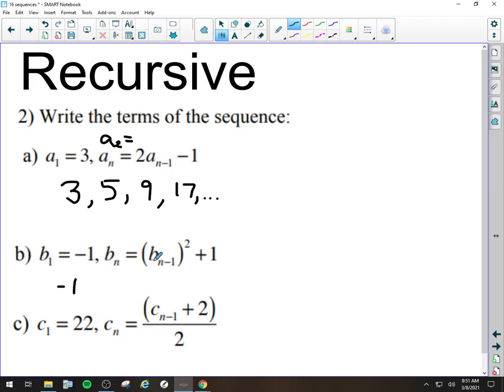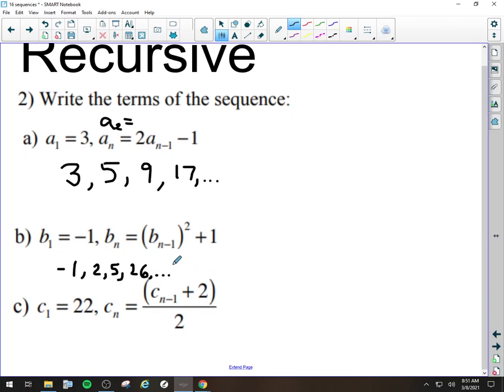So this one says, take the thing that's already there, square it, then add 1. So that turns into 1, add 1, you get 2. Square it, then add 1, that's 4 plus 1 is 5. 5 squared is 25 plus 1 is 26. Conveniently, I'm going to stop there because I don't know what 26 squared is.